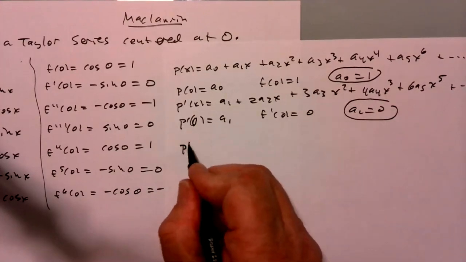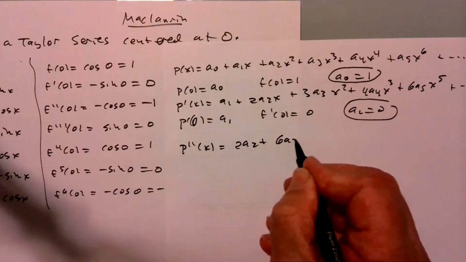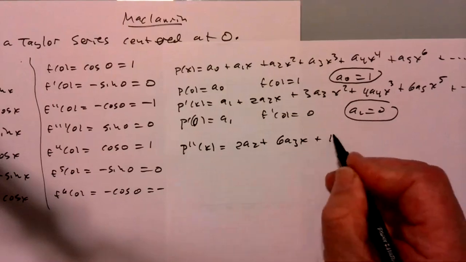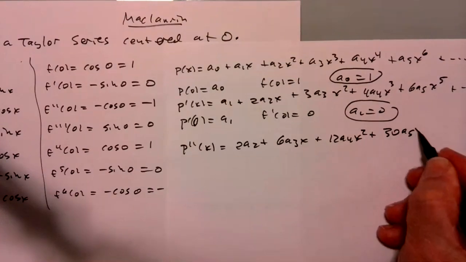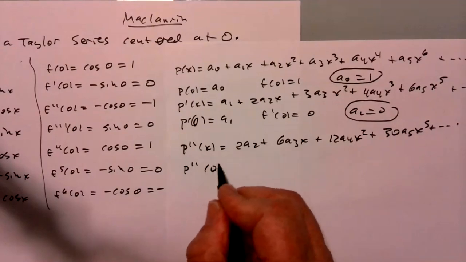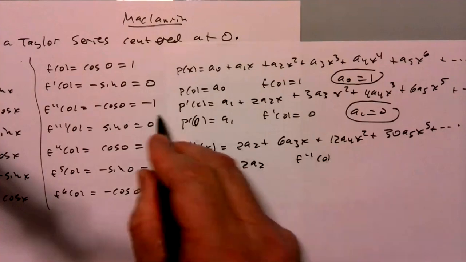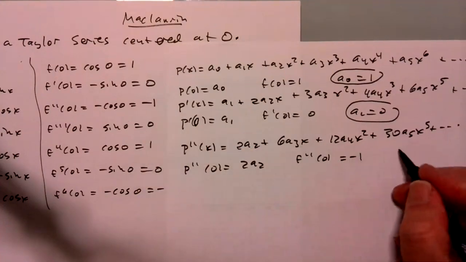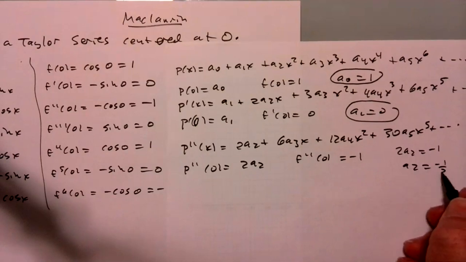P double prime of x is 2a2 plus 6a3x plus 12a4x squared plus 30a5x to the fifth plus dot, dot, dot. P double prime of 0 is 2a2. F double prime of 0 is negative 1. So 2a2 is negative 1. a2 is negative 1 half.